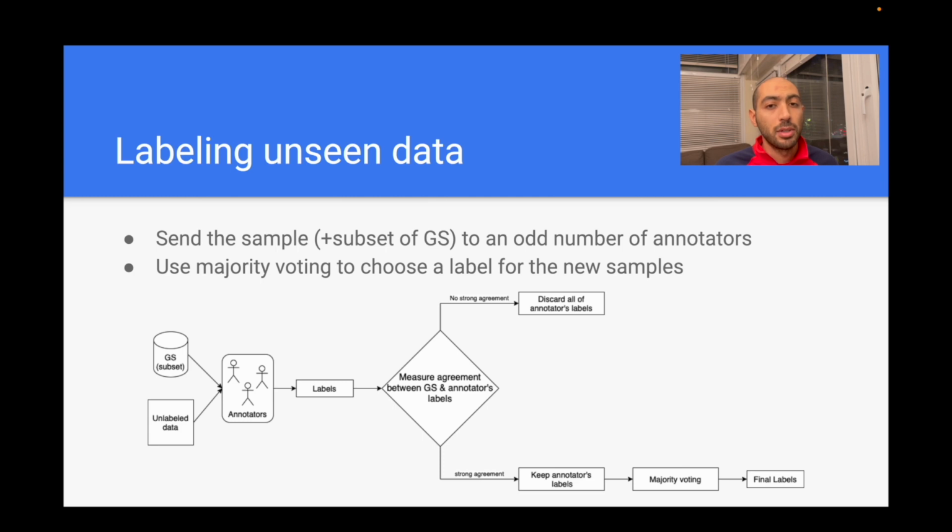usually most of the data points in a sample will have a strong agreement between the annotators on what label to use. Nevertheless, there might be a few data points that they didn't agree on what to do with.